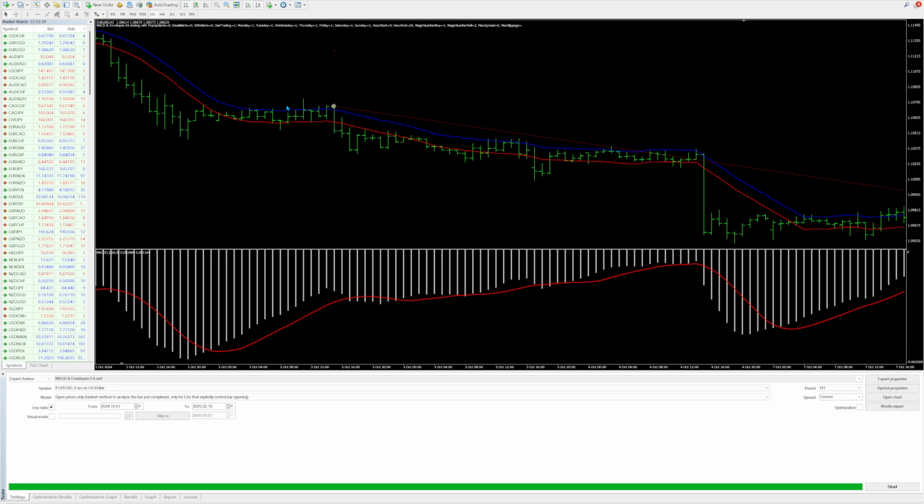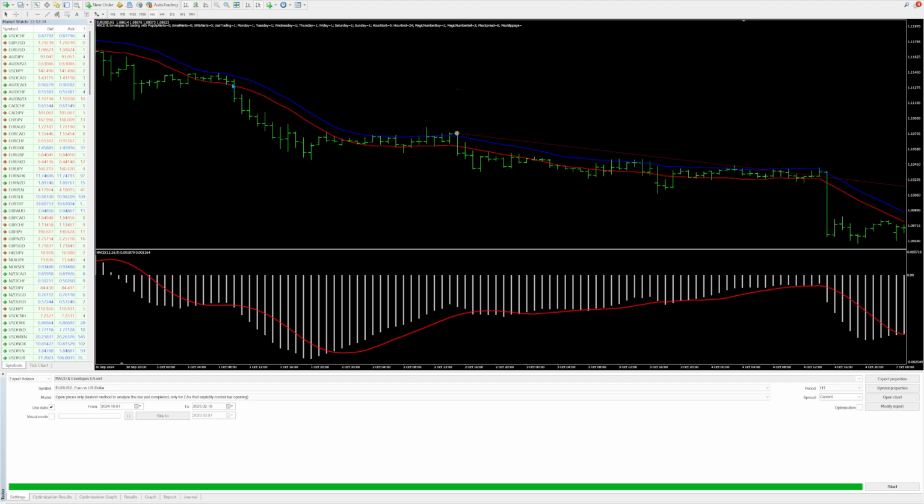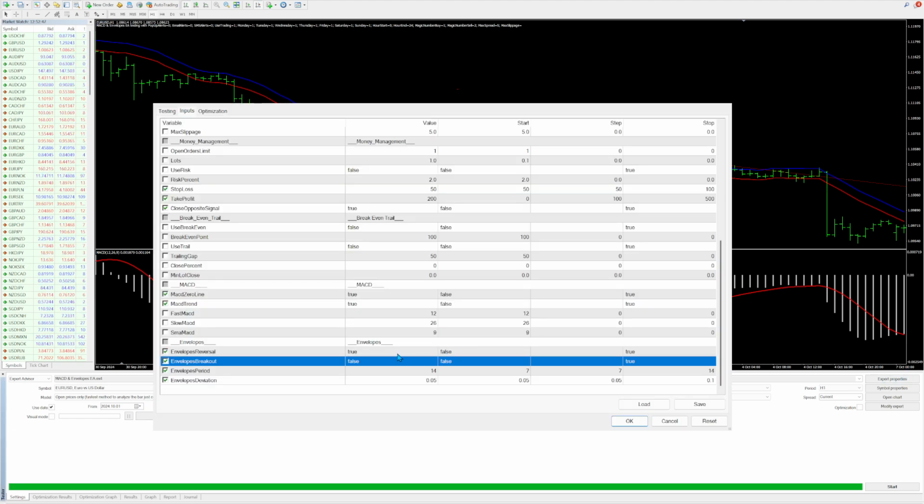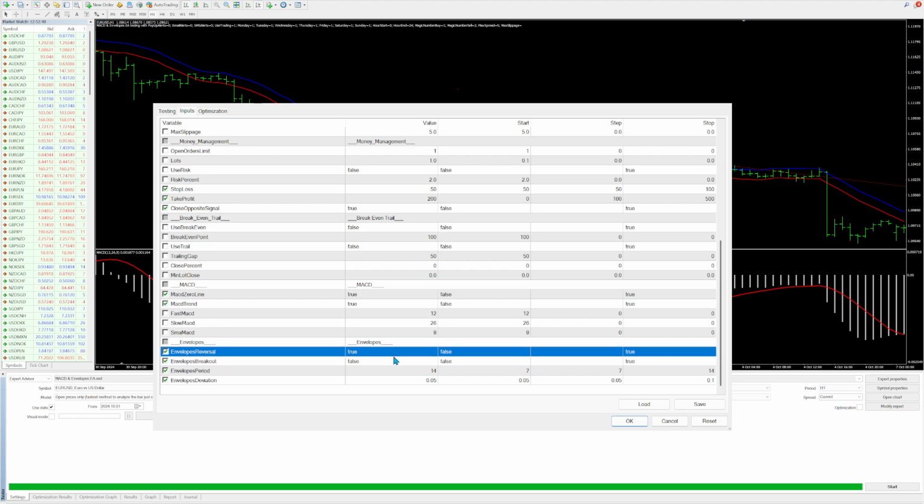On the other side, the envelopes break out: if price goes below the lower envelope, this is a sell trade, and if price goes above the upper envelope, it's a buy trade or signal. Okay, going back to these settings, you can't have these both set to true because it would just be conflicting signals. So you've got to choose either to trade a reversal on the envelope or a breakout trade when price crosses the upper and lower envelopes.